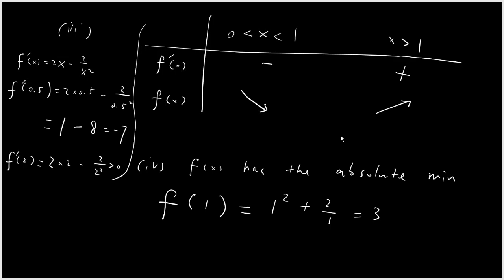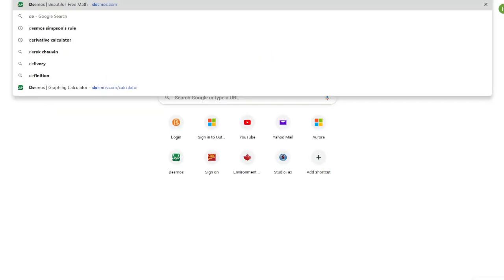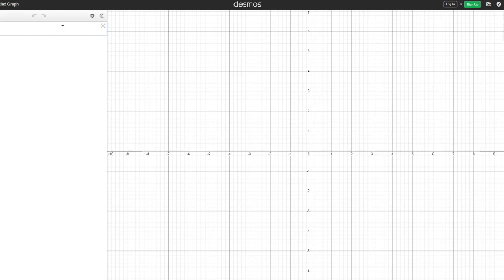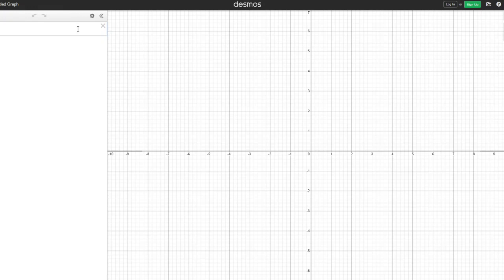Again, you don't know how much you have learned. For this question, there's no way to do this question using high school math. Probably you want to see what's actually going on graphically. I will show you the graph of the function. What's the function again? The function is x squared plus 2 over x.